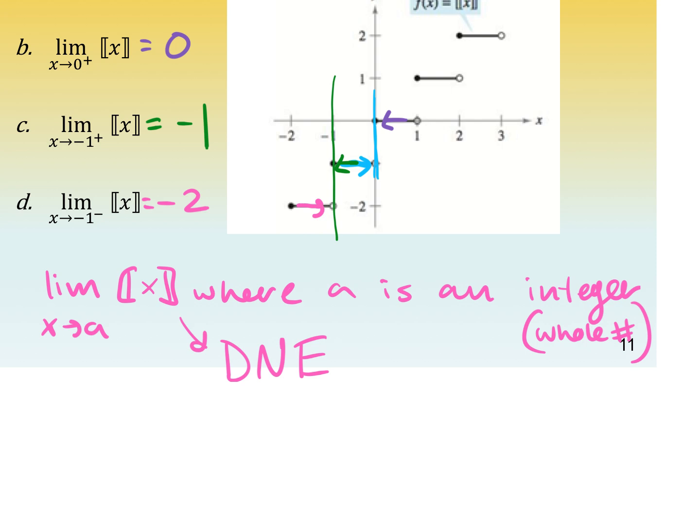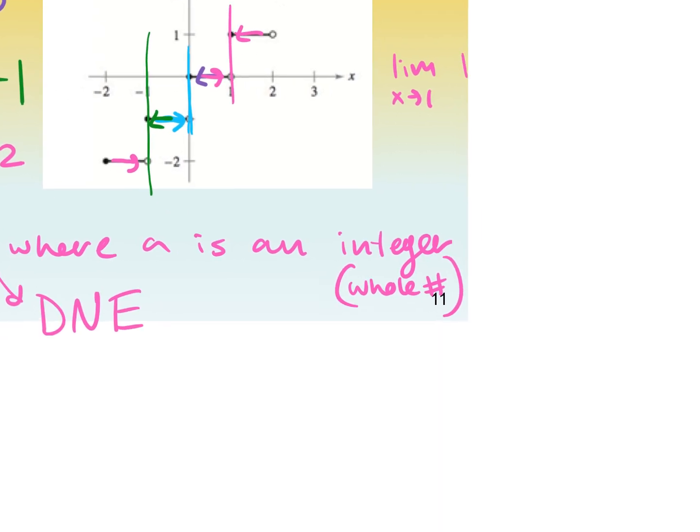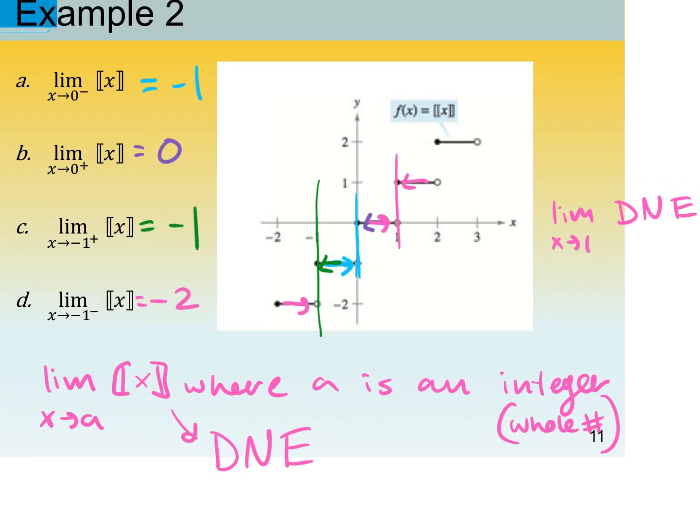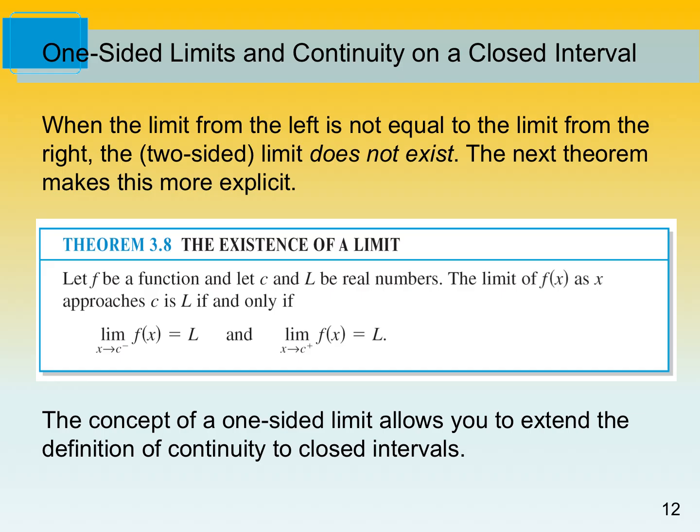Because if I were asking for the limit as x approaches 1, coming from the left and coming from the right, we approach two different values, so this would not exist, does not exist. So when the limit from the left is not equal to the limit from the right, the limit does not exist.